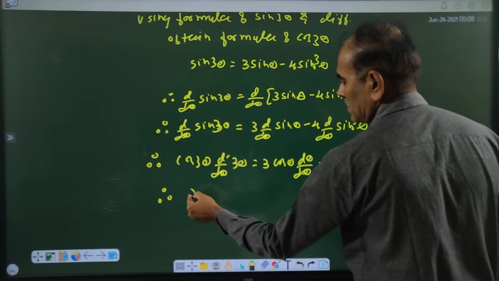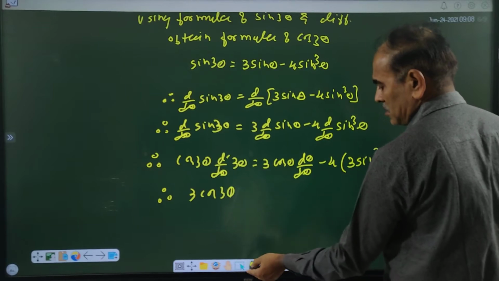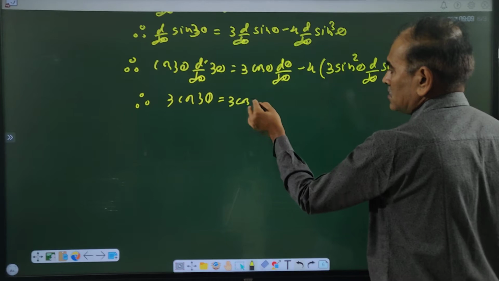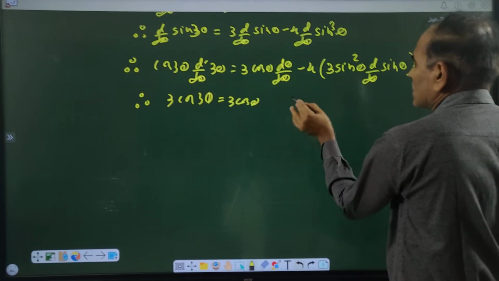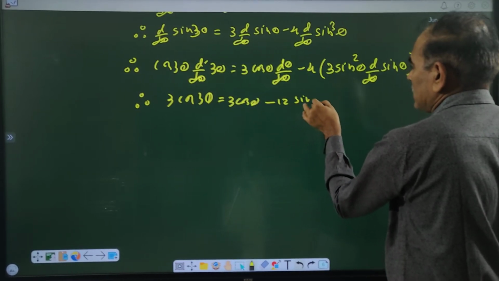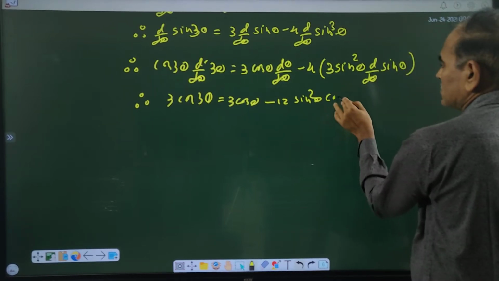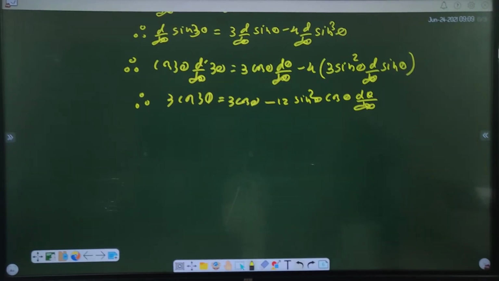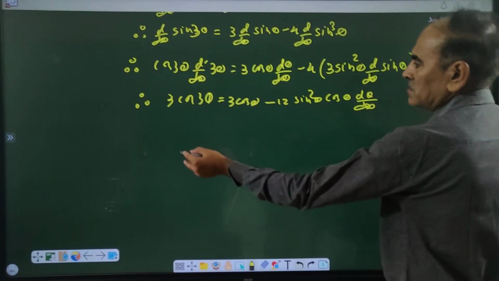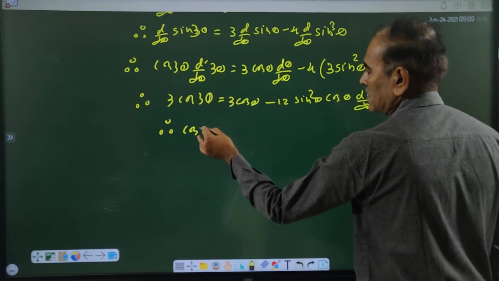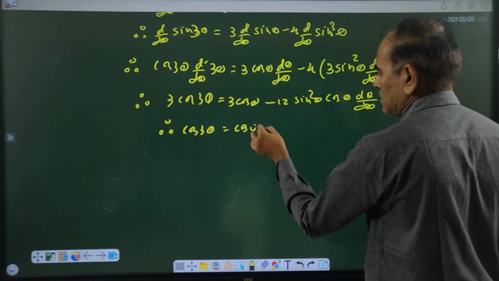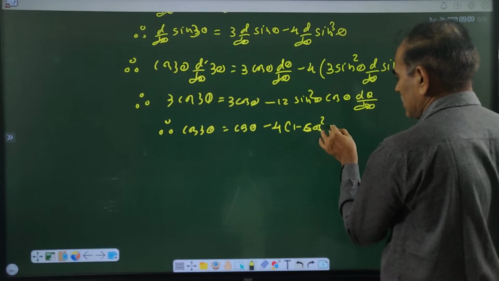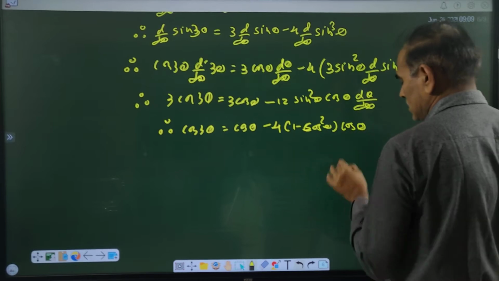3 cos 3 theta is equal to 3 cos theta minus 12 sin square theta cos theta. Now 3 cancels on both sides. So what do we get here? Cos 3 theta is equal to cos theta minus 4 sin square theta cos theta. Can I write sin square theta as 1 minus cos square theta? Yes, into cos theta.